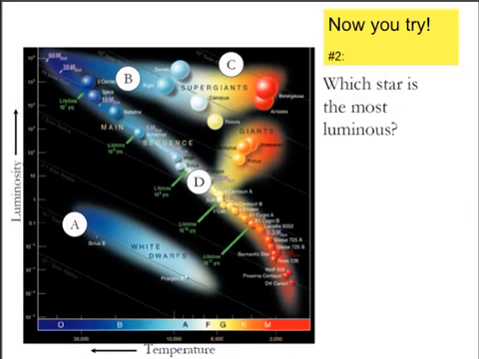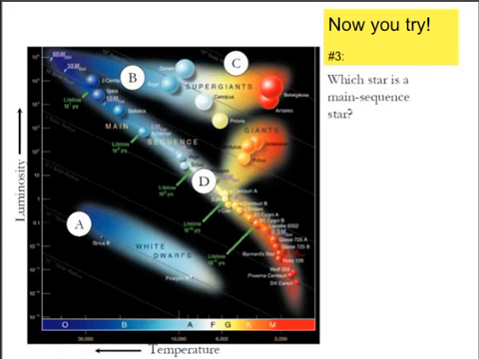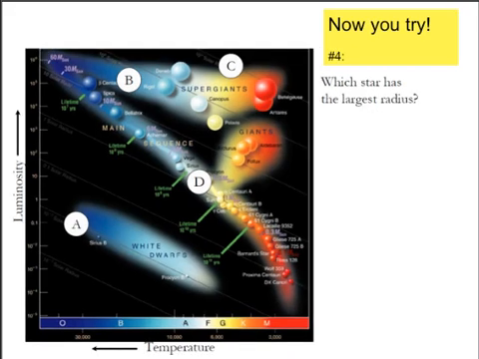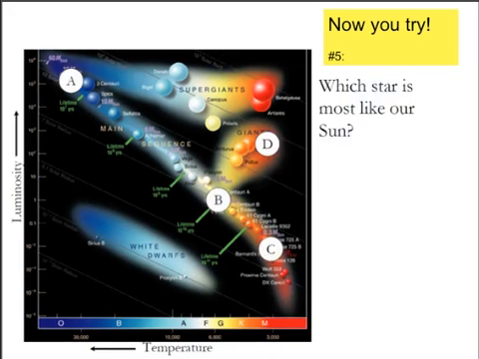Number 2, which star is the most luminous? Remember, luminosity can be found on this axis right here. Which star is a main sequence star? Which star do you think has the largest radius? And which one is most like our Sun?